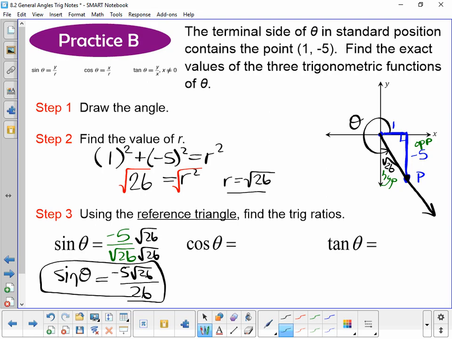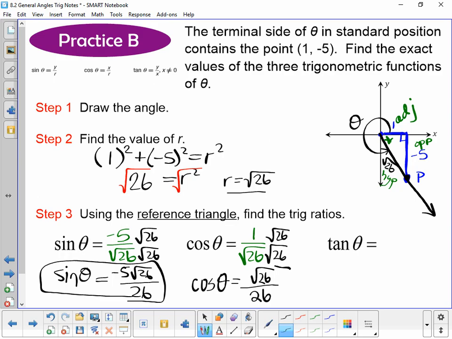Now we can write the cosine. Cosine of theta would be the adjacent over the hypotenuse for this reference angle here. So the adjacent is 1 over root 26. We can rationalize that so that it is in simplest form. So we get that the cosine of theta is root 26, because 1 times root 26 is root 26, divided by 26.